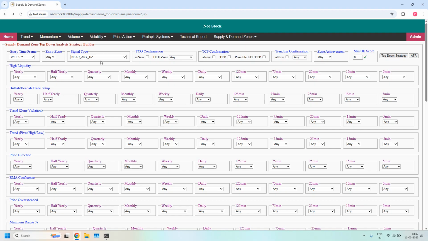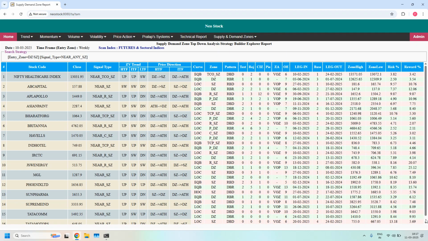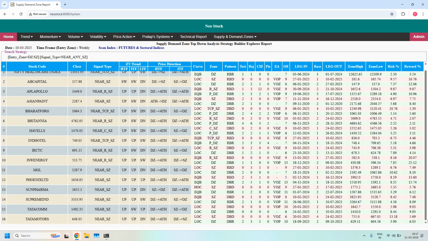Next, stocks near weekly supply zone. We got 16 stocks. First 15 stocks in the list. I'm scrolling the list down. So total 16 stocks are filtered.